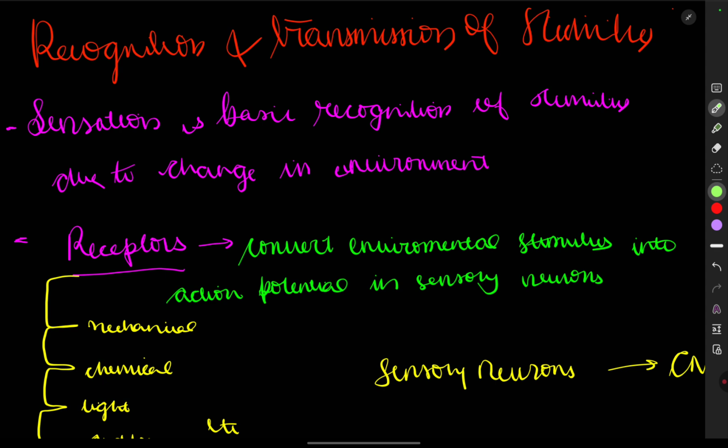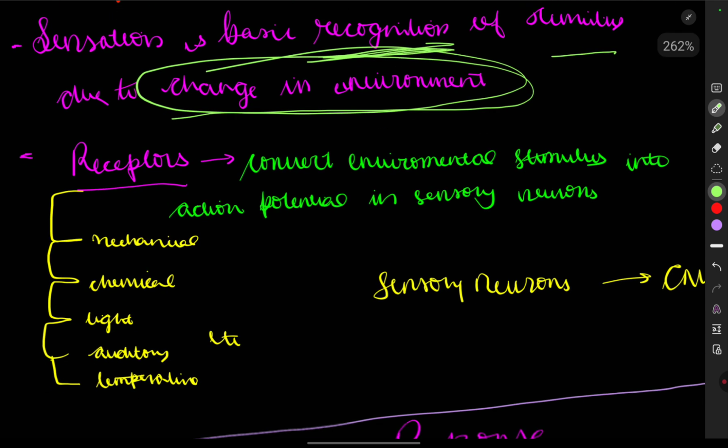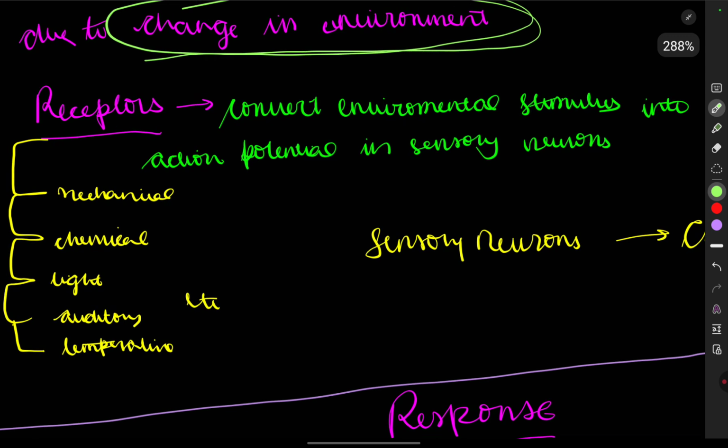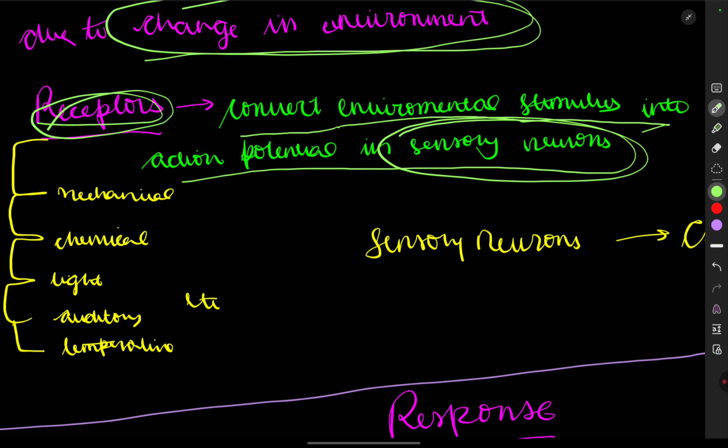Sensation is basic recognition. Whatever you feel is a basic recognition of the stimulus due to change in the environment. Suppose there's a change in the temperature or other things, the receptors that are present convert the environmental stimulus into action potential in sensory neurons, so that the information is going from the peripheral nervous system to the central nervous system.